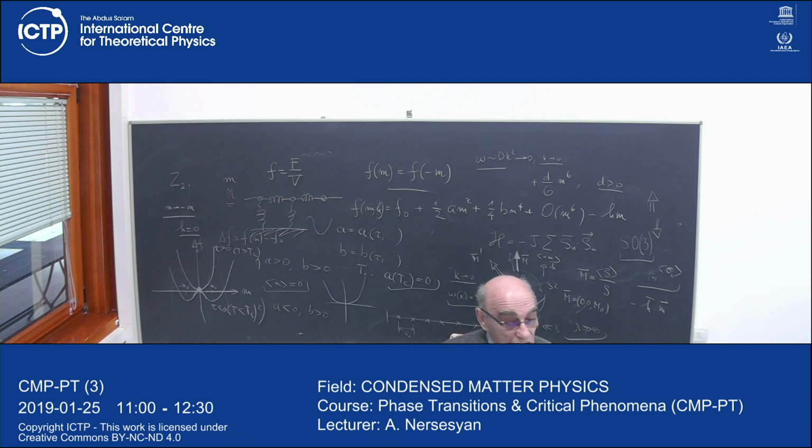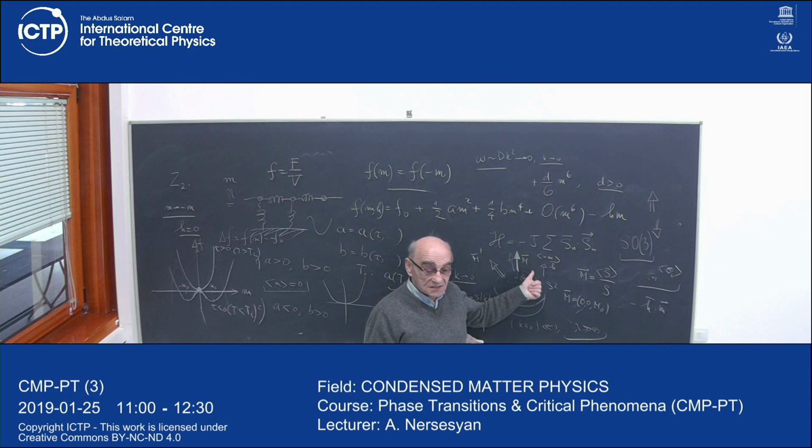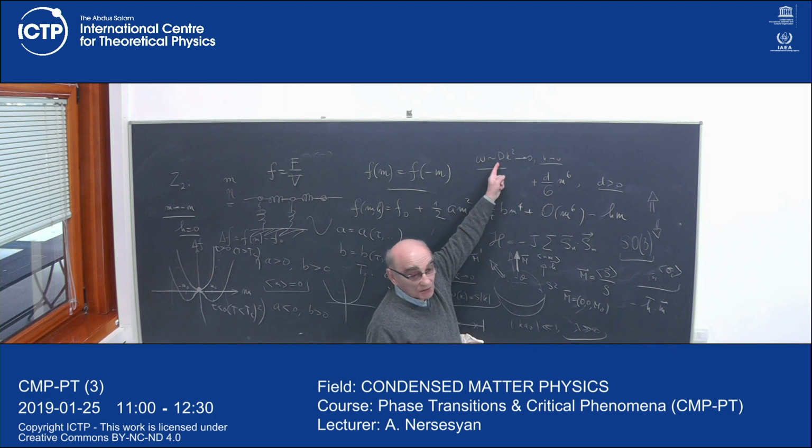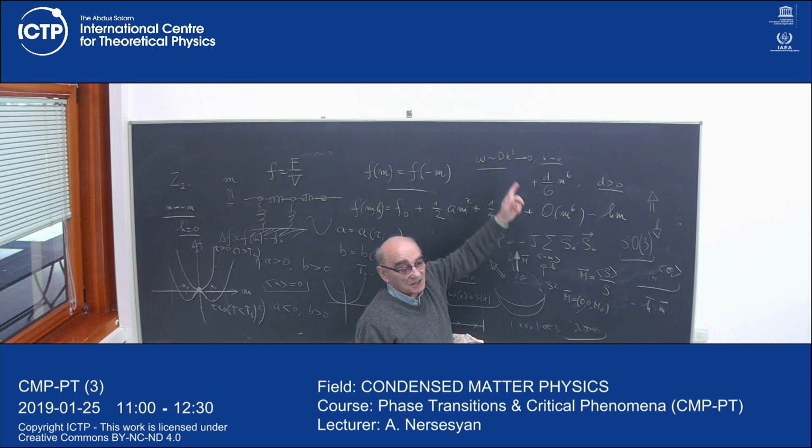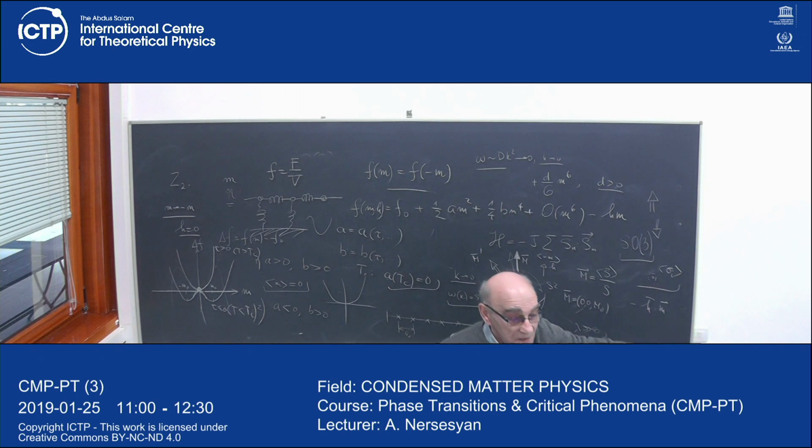So therefore, the mode which wants to rotate this M is just the k equals 0 mode of the low energy excitation spectrum. These are the famous spin waves, or magnons. Perhaps you will have them in the course of Professor Kissinger.